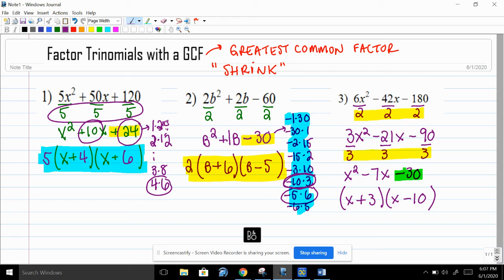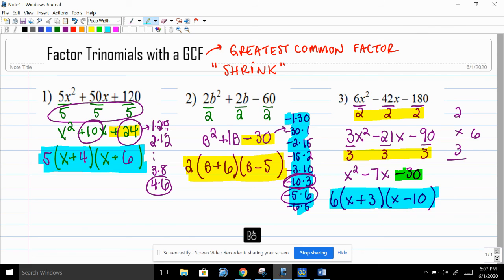Now, here's the only thing you have to be careful of when you shrink twice. Remember, after you're done shrinking, you've got to put that number in the front. So if you shrunk twice like we did here, we shrunk by a 2 and then by a 3, make sure you multiply those. 2 times 3, that's obviously 6. That's the number that goes in front. So just be careful. Your final answer there is 6 parentheses x plus 3 x minus 10.